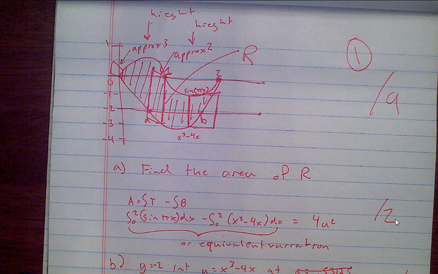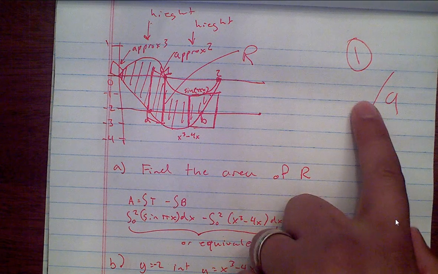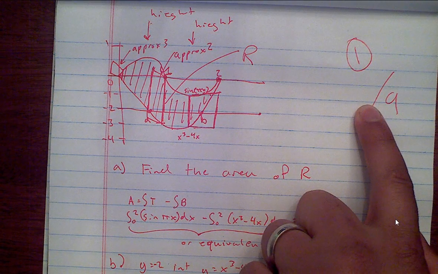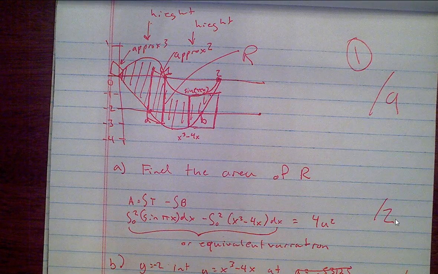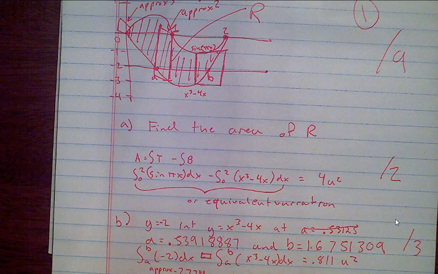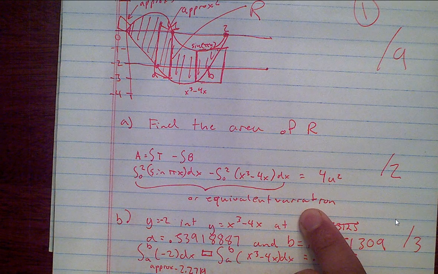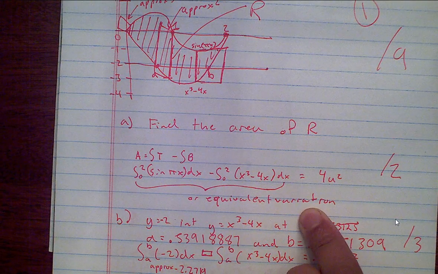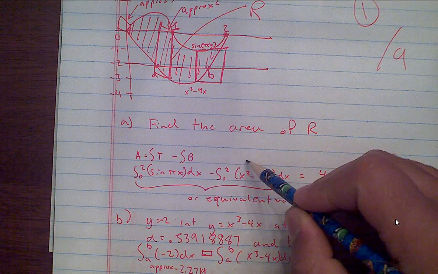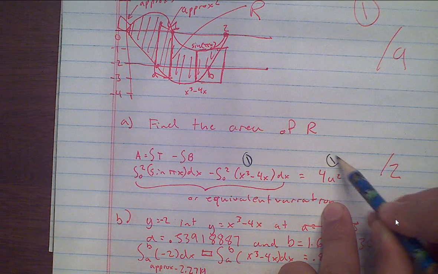Okay guys, problem number one, answer right here. Let's go ahead and put this is out of 9 points. And letter A, find the area of R. You get a point for your integrand, a point for your integrand. So that's a point right here, and then a point for your answer. All right, go ahead and grade that.